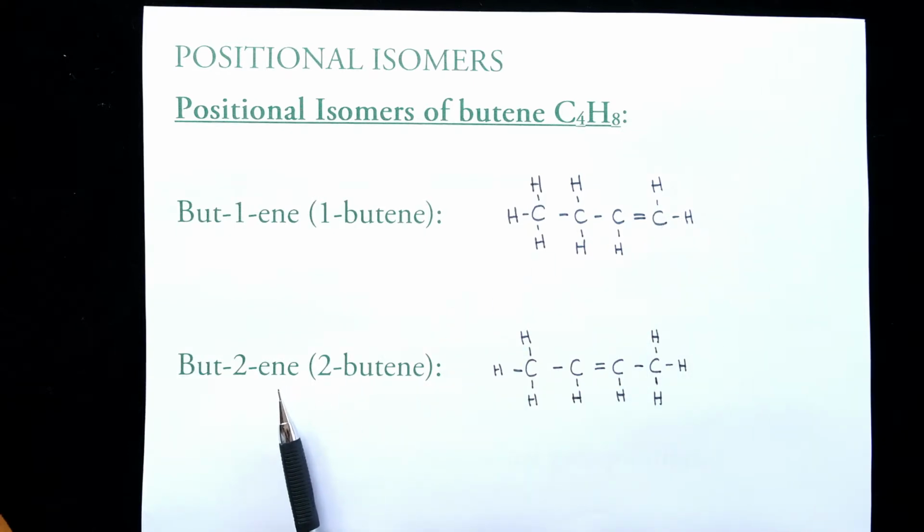In the second one, but-2-ene or 2-butene, it doesn't matter from which side we start numbering. If we number 1, 2, the double bond comes after number 2. If we number from the right-hand side, 1, 2, the double bond comes after number 2. So therefore the name is 2-butene or but-2-ene. These are positional isomers because the position of the functional group has changed. They have different structures but the same molecular formula.